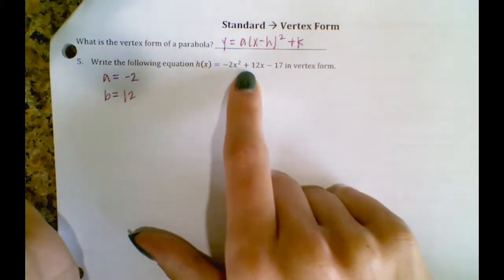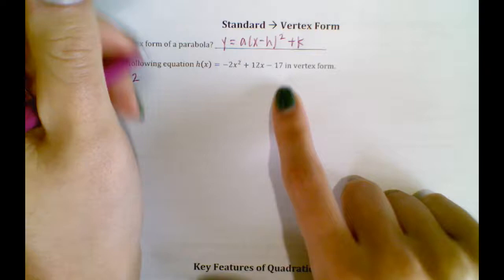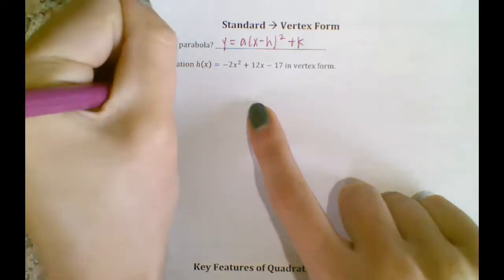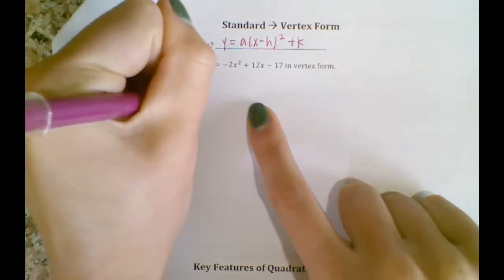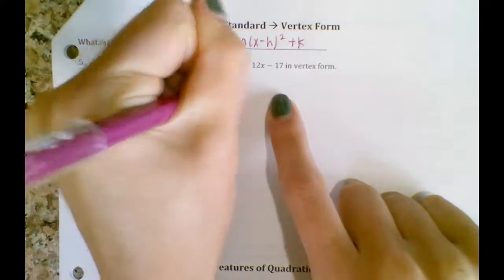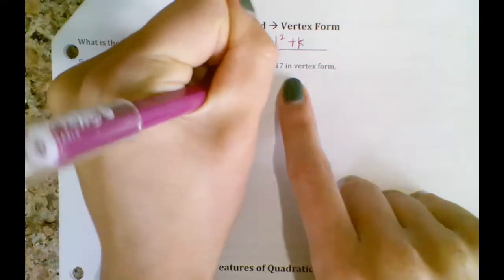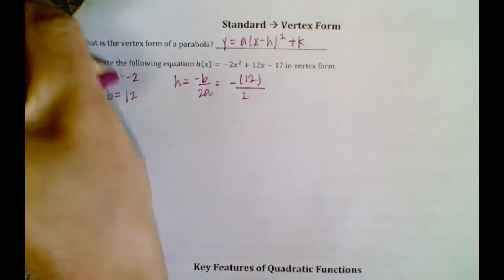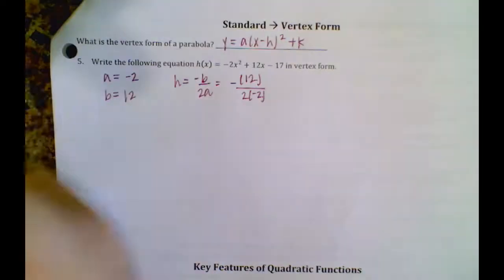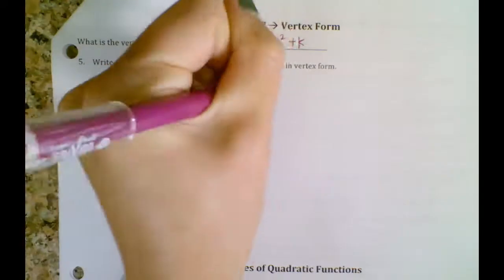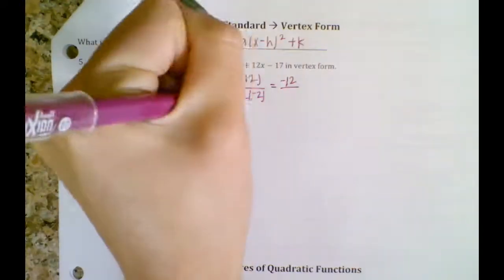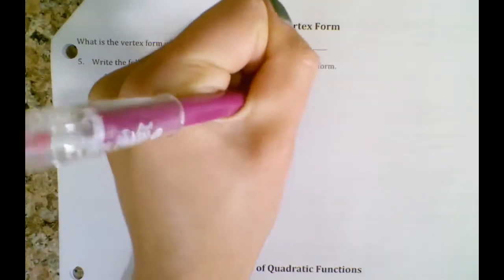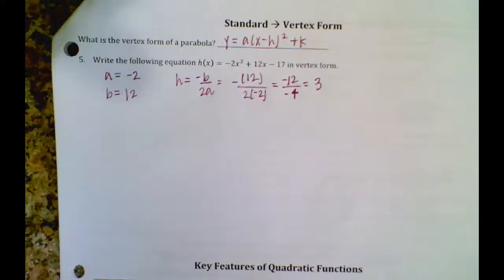Let's see, negative and 12. Okay, good. Now we have to find h and k. Remember, the formula for h is negative b over 2a. So I have negative, my b value is 12, over 2, and my a value is -2. Negative b over 2a, good. All right, so -12 over 2 times -2 is -4, which equals 3.